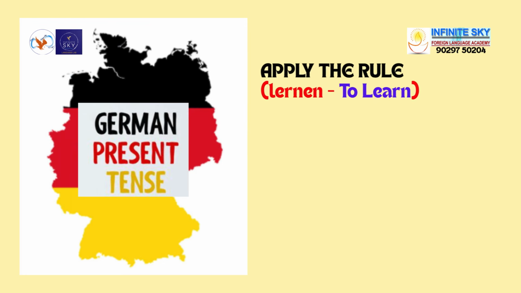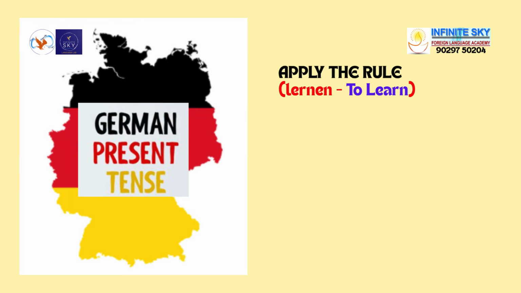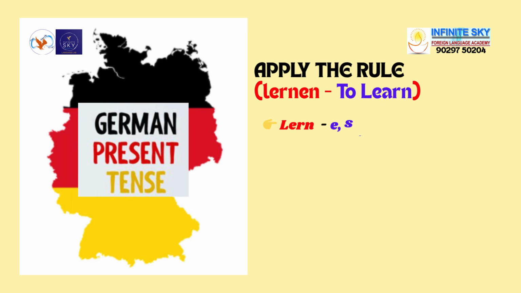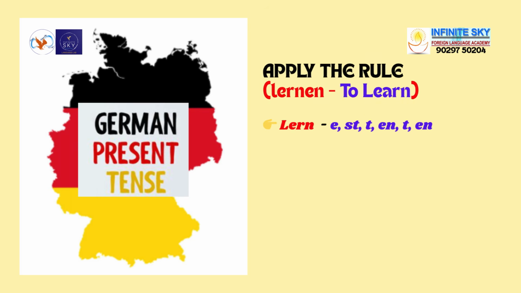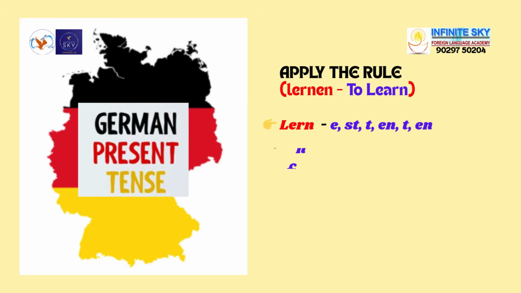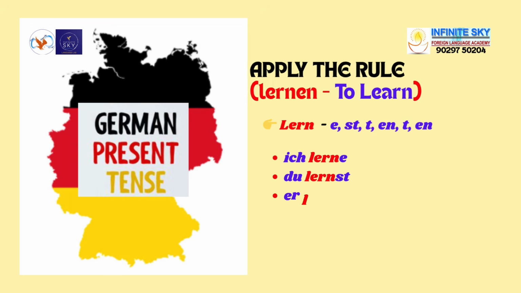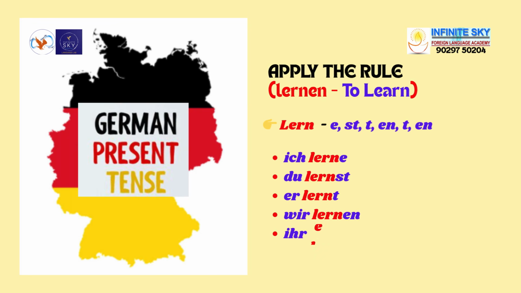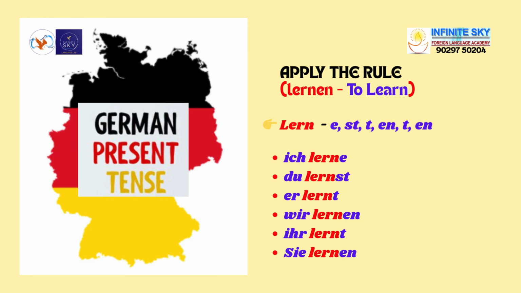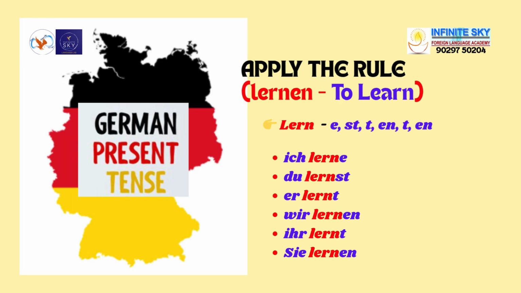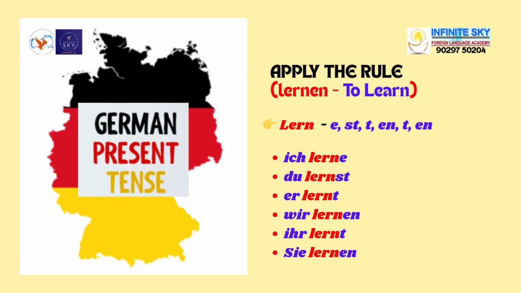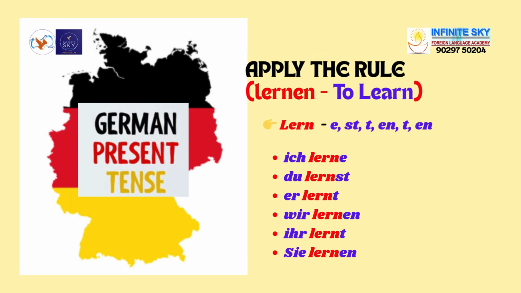Let's apply and check. Take the stem lern- and add the new endings, and your verb is ready. Ich lerne, du lernst, er lernt, wir lernen, ihr lernt, sie lernen. No surprises, no changes. This is why they are called regular verbs.